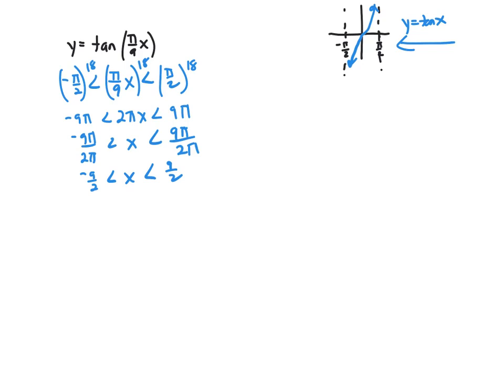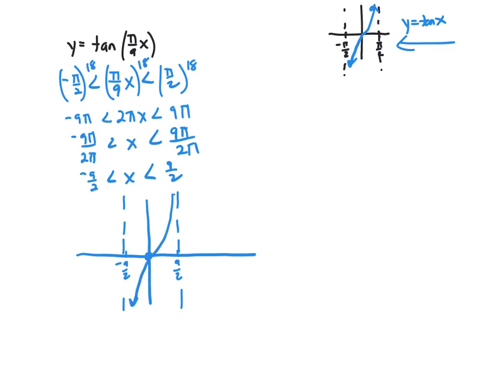So if I look at my graph, if this is negative 9 halves and this is 9 halves, I have asymptotes there. Still going to go through 0, so it looks like that. Of course, my graph doesn't, my choices do not look like that.